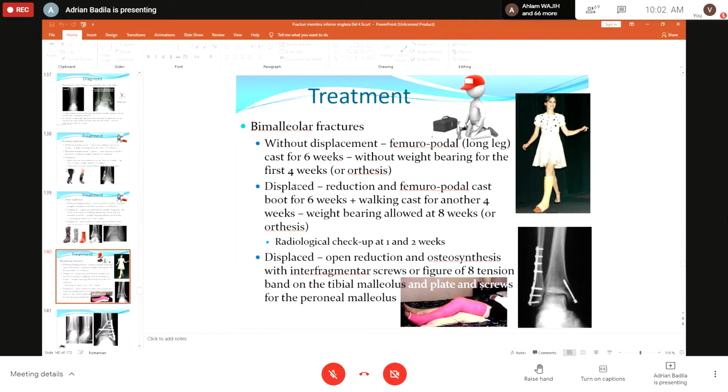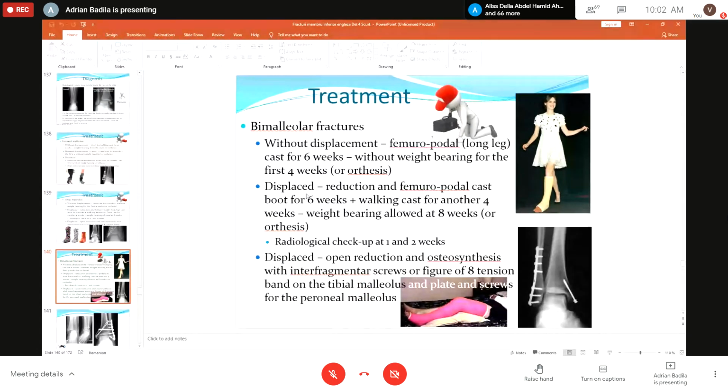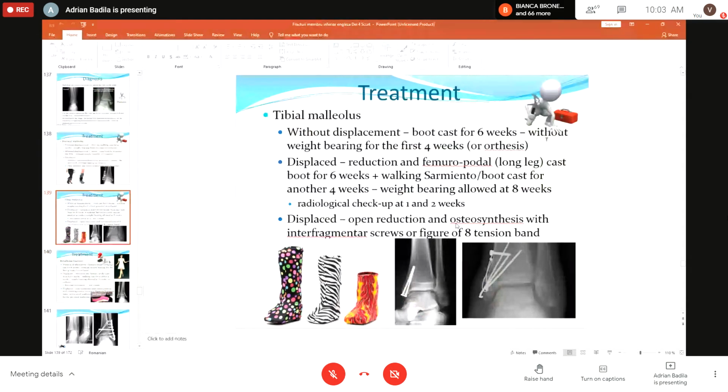If the fracture is without displacement, we will immobilize the ankle in a long leg cast for 6 weeks, without weight bearing for the first 4. It's the same thing as for the tibial malleolus fracture. If it is displaced, we will perform reduction, immobilization in a femoropodal cast for 6 weeks and the Sarmiento walking cast for another 4 weeks, with weight bearing at 8 weeks. It's the same thing as for a displaced fracture of the tibial malleolus.